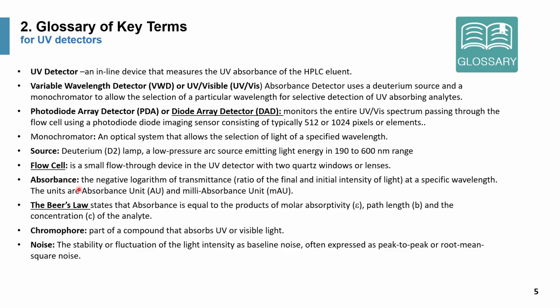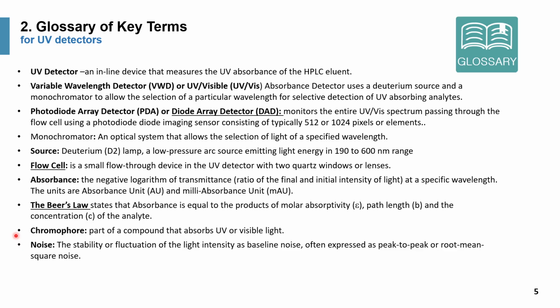The absorbance is the negative log of transmittance, or the ratio of the final and the initial intensity of light as seen by the detector. The units are AU or milli-AU. Beer's law is the most important equation, which says that the absorbance is equal to the product of molar absorptivity, the path length of the flow cell, and the concentration of the separated analytes.